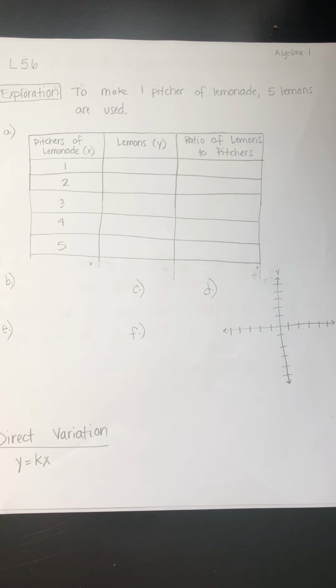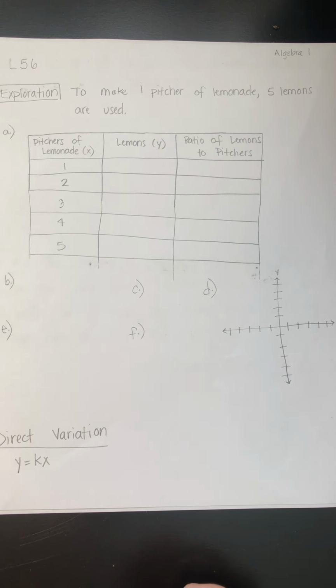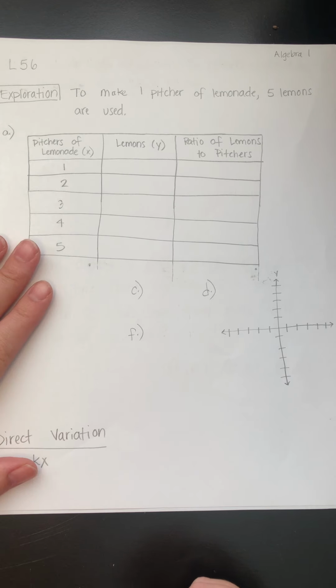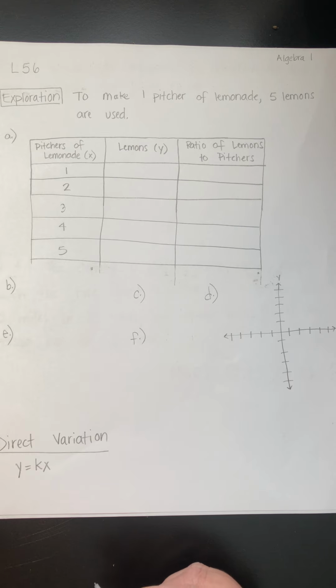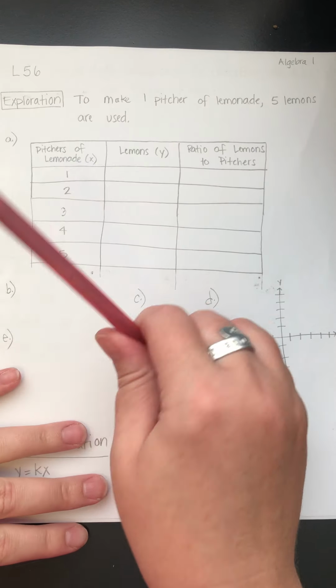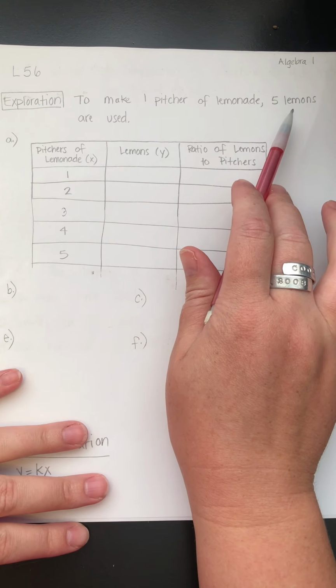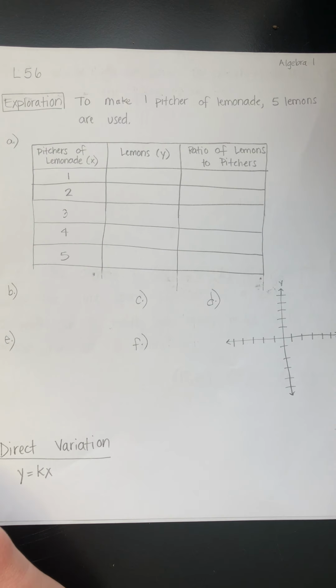Algebra 1 will be on Lesson 56, which is identifying, writing, and graphing direct variation. So first I'm going to do the exploration, that first example for using direct variation. It says, to make 1 pitcher of lemonade, 5 lemons are used.